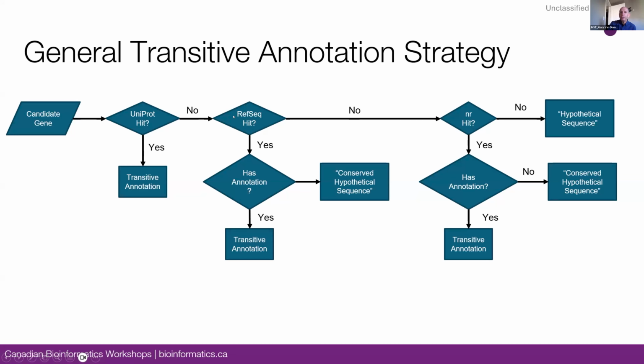So if it has an annotation, you borrow it. If it doesn't, but it has a hit, you can say it's a conserved hypothetical sequence. If it doesn't appear in RefSeq, then you can try NR. This is more of a Hail Mary. It's a huge database, lots of descriptions. Maybe some might be wrong, but hopefully you've annotated maybe 50% or 60% of your candidate genes with your first two, and now you're just going to try to mop up the rest with NR. If it has an annotation, borrow its annotation. If not, you can call it a conserved hypothetical sequence.